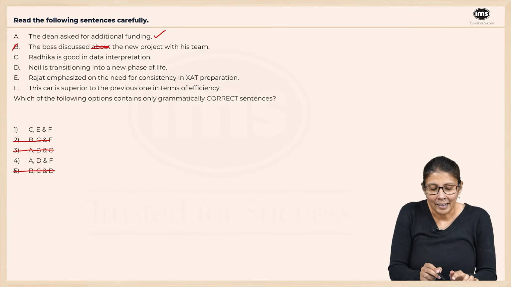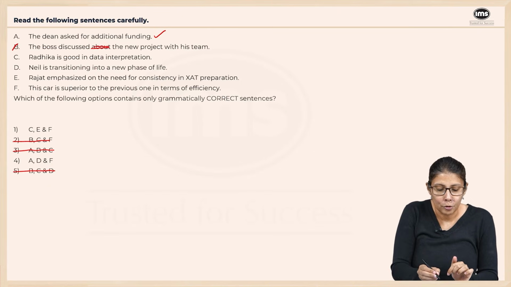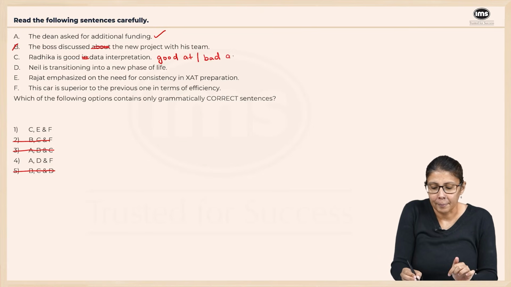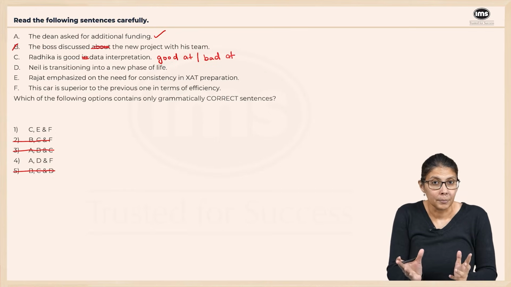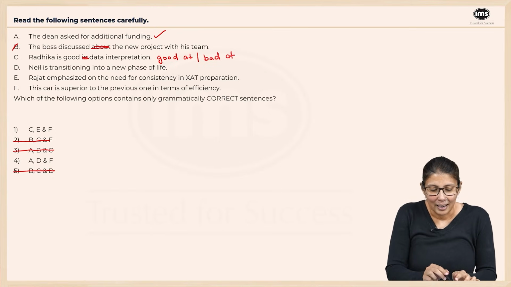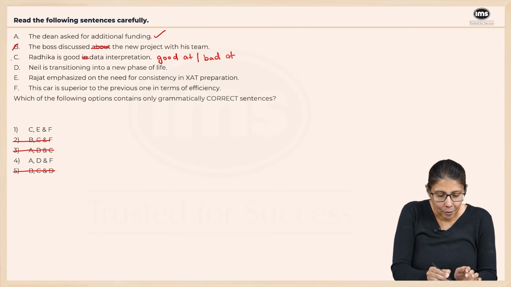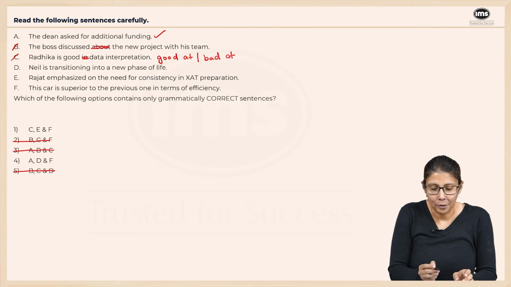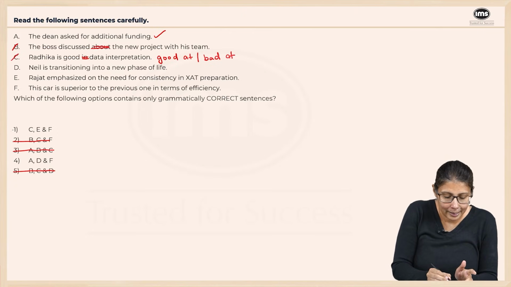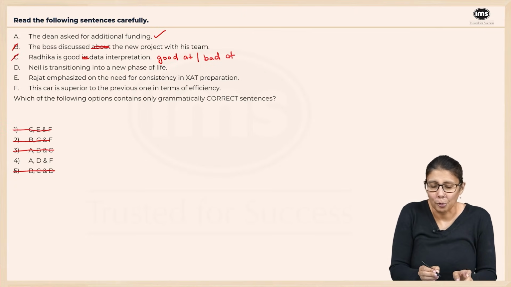C says, Radhika is good in data interpretation. So here, we are not supposed to be saying good in, we are supposed to be saying good at. So please remember this, we are good at or we are bad at something. So for example, I am good at verbal but I am bad at math. So C cannot be part of our answer. Now if C is not part of our answer, then we kind of know the answer, right? It should therefore be option 4. But we still have 3 more sentences to go.